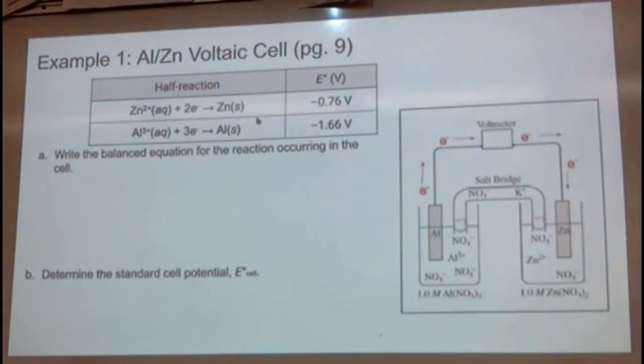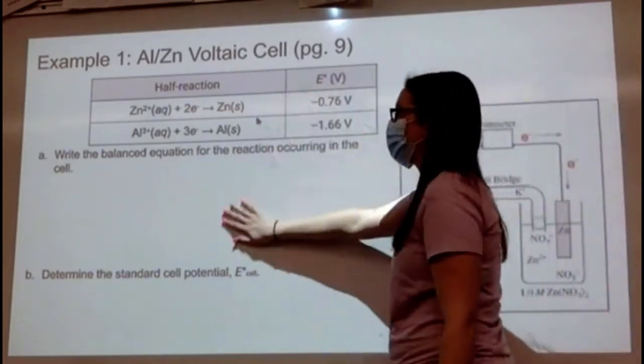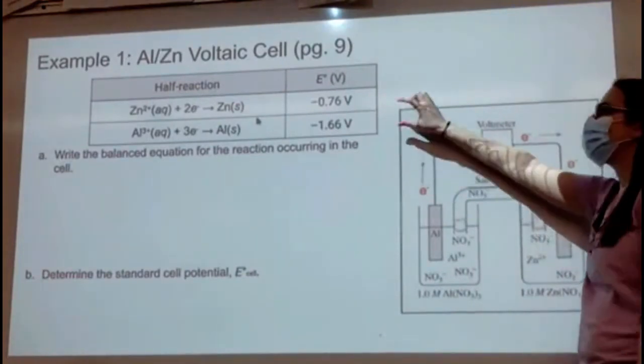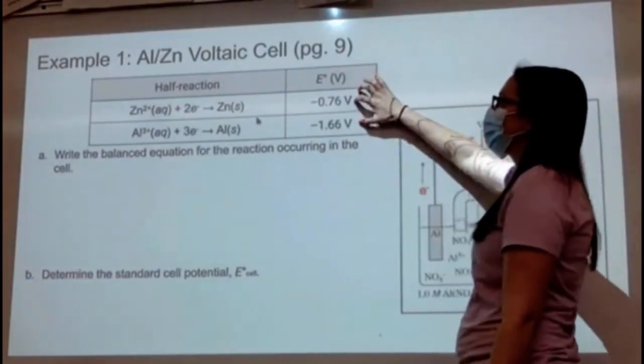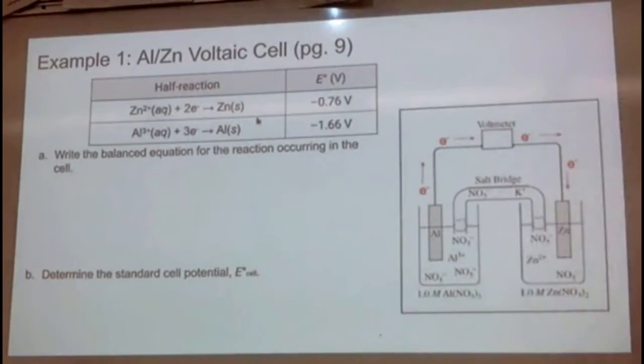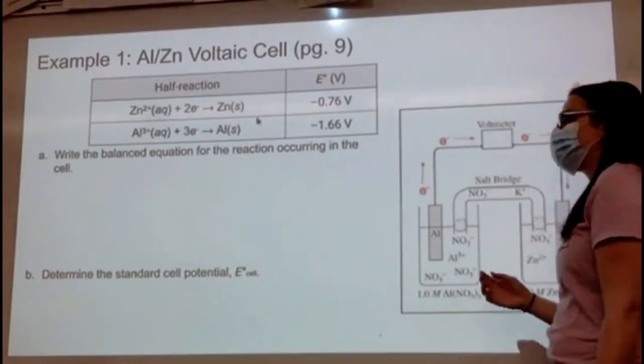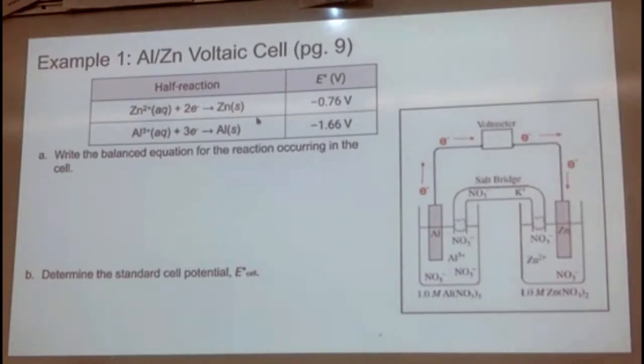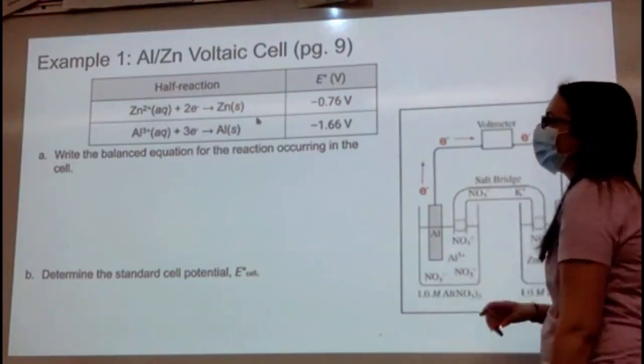Al/Zn voltaic cell. This is what an AP question would look like. This is a practice AP question. So notice how they're giving you the reduction potentials already. Mastering, you might need to use Appendix E. If it says use standard reduction potentials, it wants you to use Appendix E. But for tests and for quizzes, you will be given the values that you need.